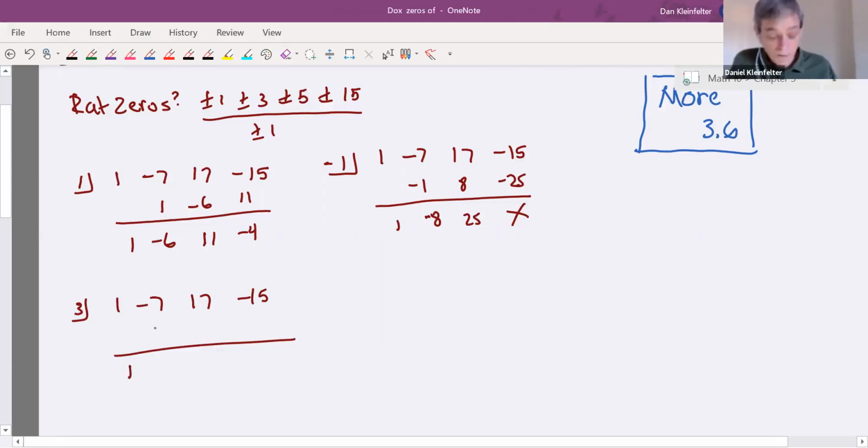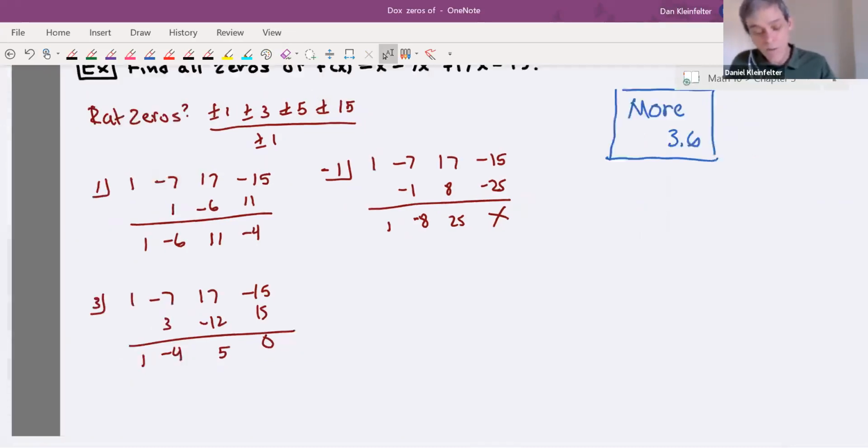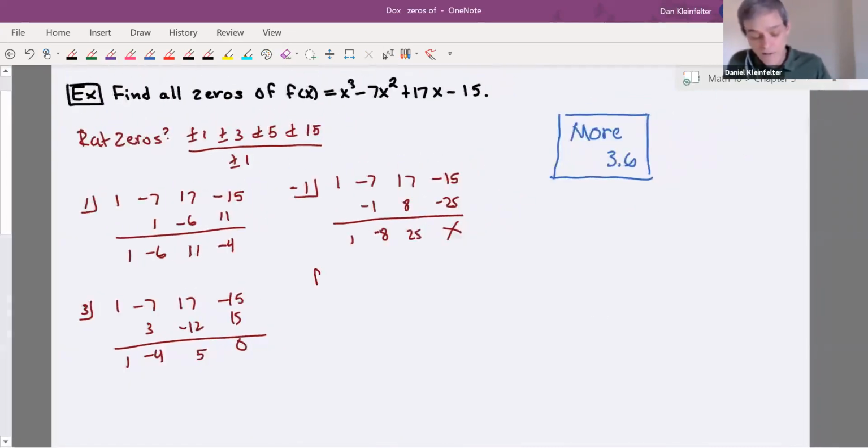So 3, there's negative 4, negative 12. Now that's looking better. Yeah, that will work. Okay, so we were able to find that one of the zeros is 3, and in so doing, we've also partially factored our f of x. So we know 3 is a zero. Okay, and then if 3 is a zero, then x minus 3 is a factor.